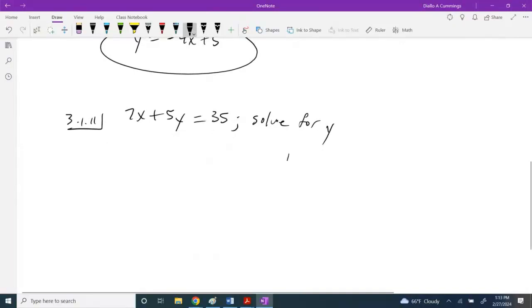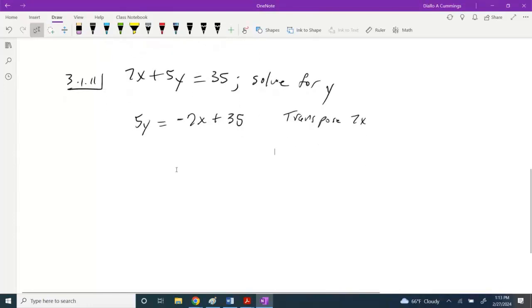So when I transpose 7x, I now have 5y is equal to negative 7x plus 35. I want to solve it for y, not for 5y. The opposite of multiplying y by 5 is to divide by 5, so my next step is to divide by 5. All right, if I divide the left-hand side by 5, the 5s cancel.